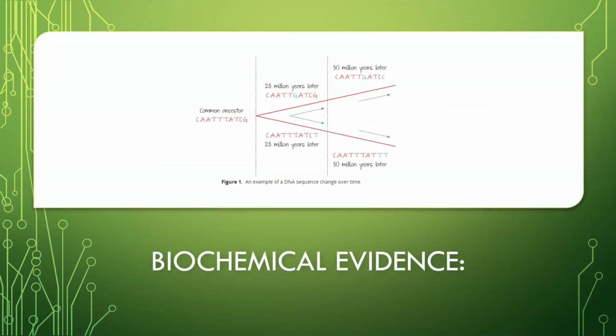We look at this diagram here, we're showing that common ancestor, and we're looking at these base sequences that we spoke about back in topic 2. And you'll see that after 25 million years, there was a change in the base sequence of both from the common ancestor. And that's where our divergence started to occur.